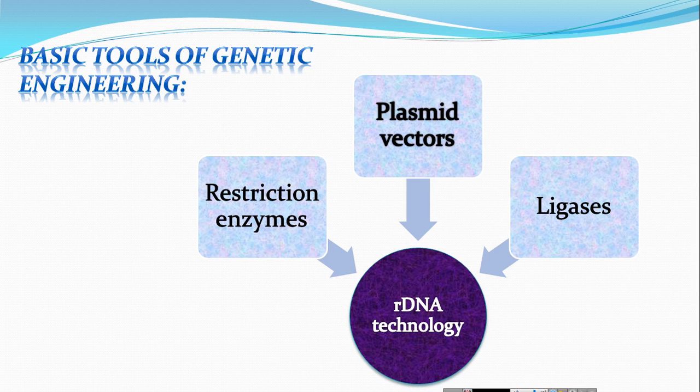When we talk about genetic engineering or recombinant DNA technology, it is mainly based upon three important tools of biotechnology. First, a very important tool is restriction enzymes, which are used as DNA cutters. Next are DNA ligases, which are used to join different fragments of DNA. And the most important for cloning purposes is plasmid vectors. Now we'll see each tool of genetic engineering one by one.